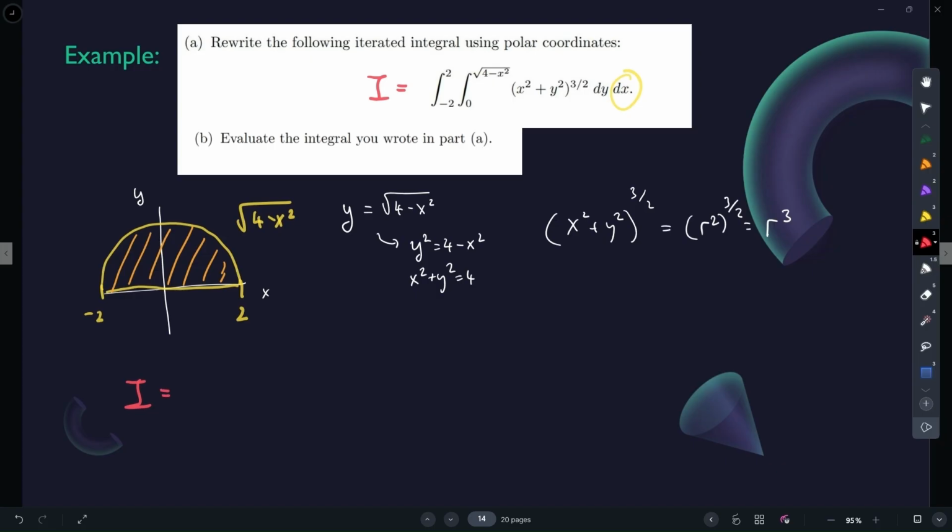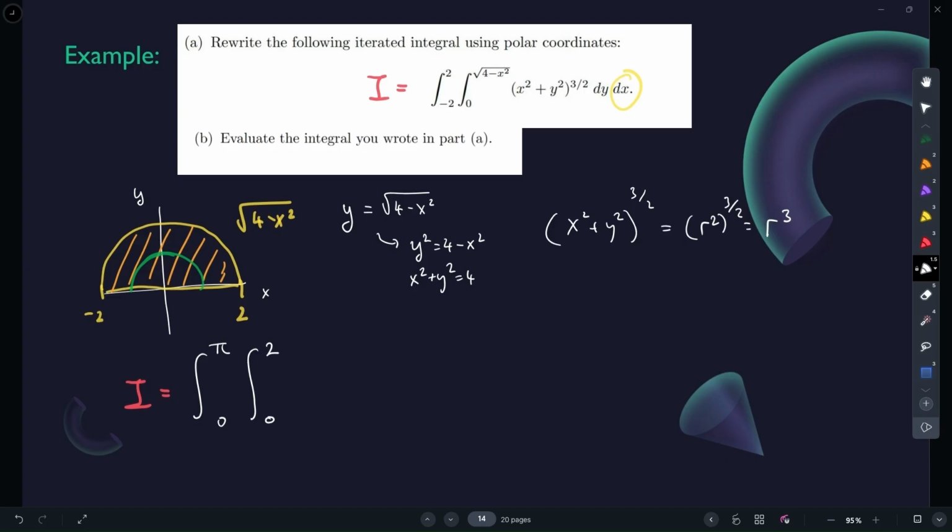in polar coordinates, I goes in theta. You see, theta is only going from 0 to pi. It's not going to the full circle. So in theta, I'm going to write an integral from 0 to pi. In radius, the radius is easy. It's just going from radius 0 to radius 2.